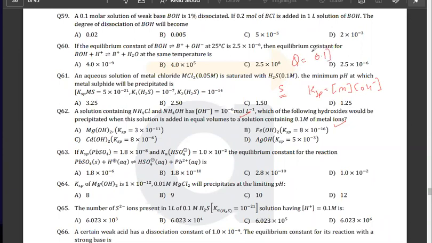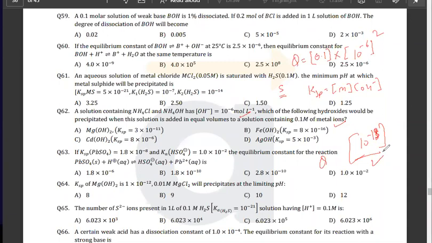So 0.1, right, into the concentration of OH minus, which is 10 to the minus 7. Now 10 to the minus 7, Q, okay? Whole square, sorry, my bad. So it is 10 to the minus 13. Now tell me, this is greater than or less than? For precipitation, Q should be greater than K. Yes or no? As simple as that. This was a very easy problem.